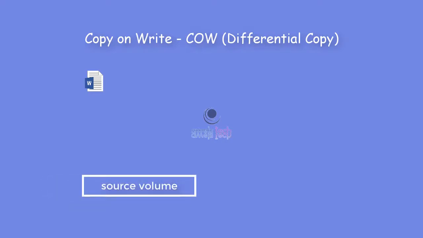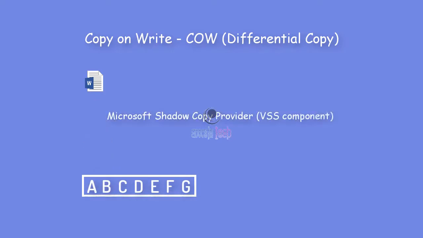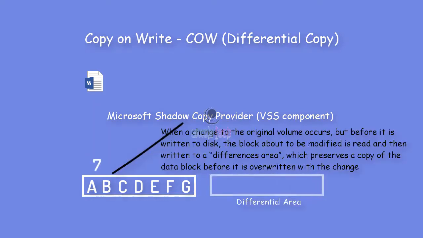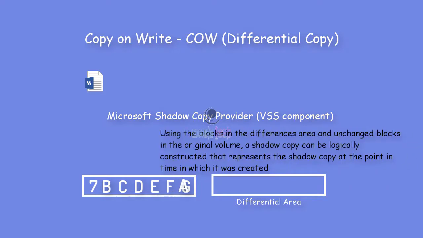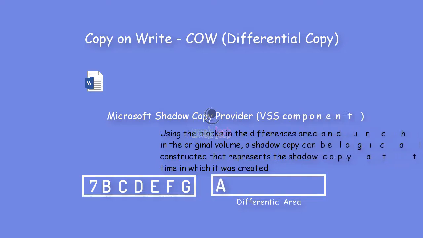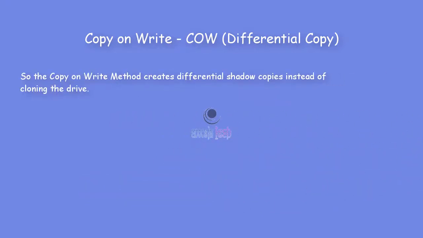Now, let's look at copy on write, also known as COW, that's the differential copy. Let's start with an example. I have Microsoft Word, and there's my disk, a source volume. Let's say I have opened Word and typed random characters like A, B, C, D, E, F, G, and I have enabled shadow copies. Before I overwrite my letter A, VSS will copy that block and store it in a differential area. Once that is done, it will allow the application to overwrite block A with block 7. Thus, with the block from the differential area and from the original area, you can restore the shadow copy, or the exact copy of the data at that time. That is how COW works.